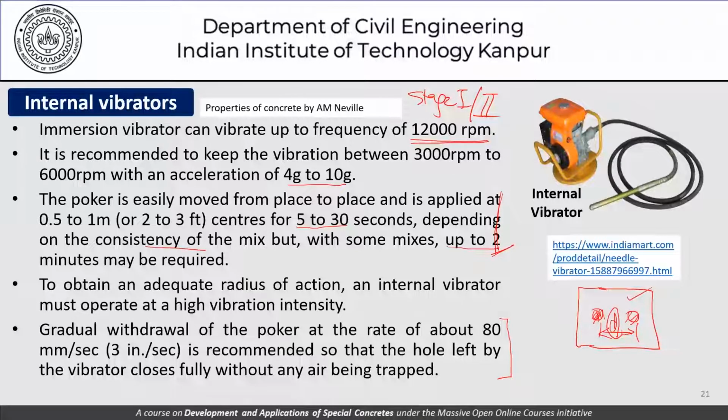We need to see that if we immerse the needle vibrator in a mass of concrete and then withdraw it, we obviously do not want this kind of a hole to be left here. What should happen is that as this needle is being gradually withdrawn, the concrete from the neighborhood should fall back into this hole and compact this concrete. And this tendency again would depend on the kind of consistency of the concrete and the rate at which the poker is being withdrawn.